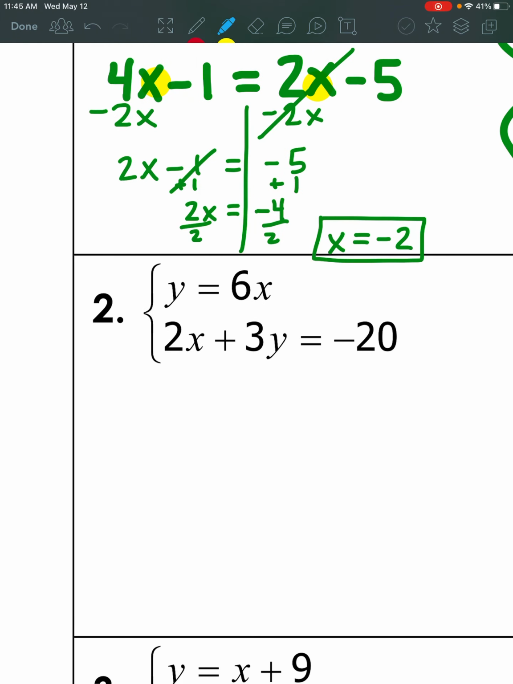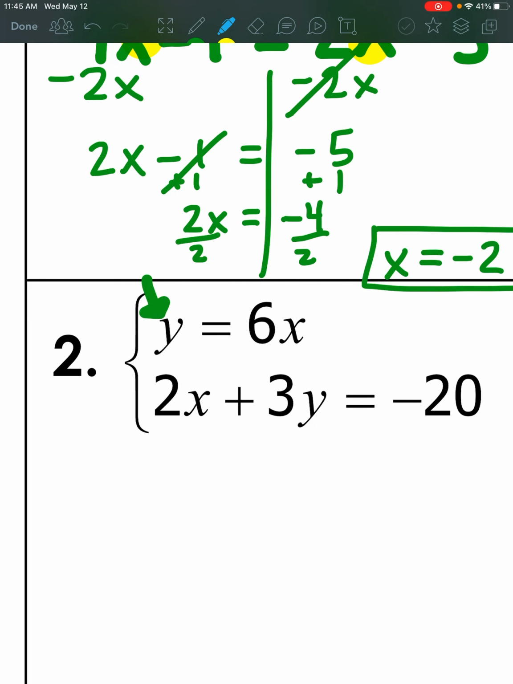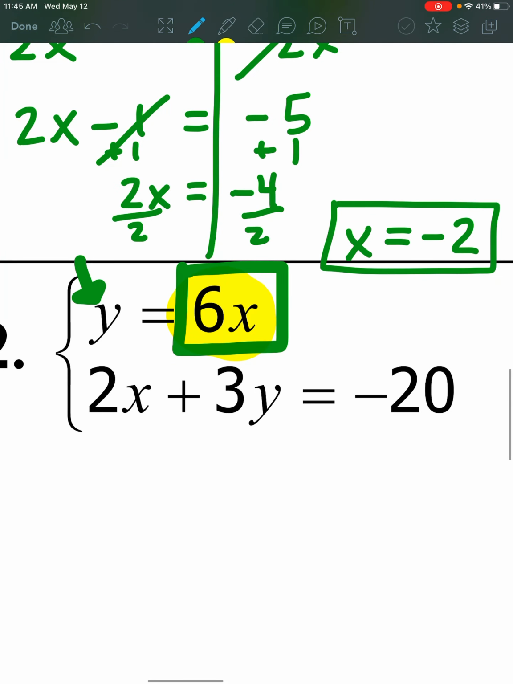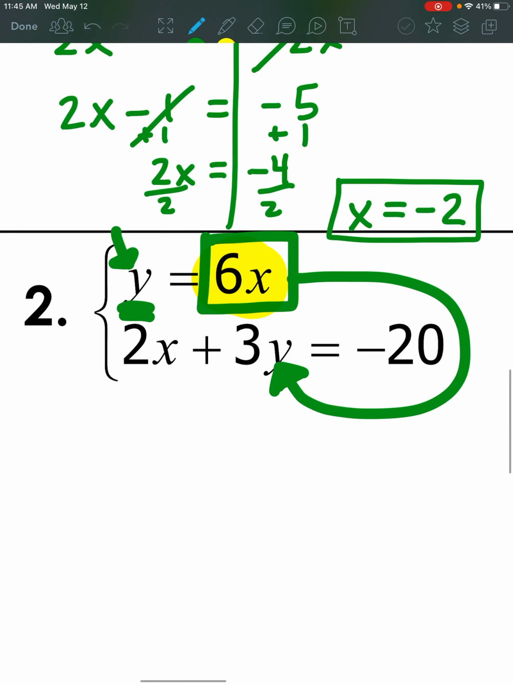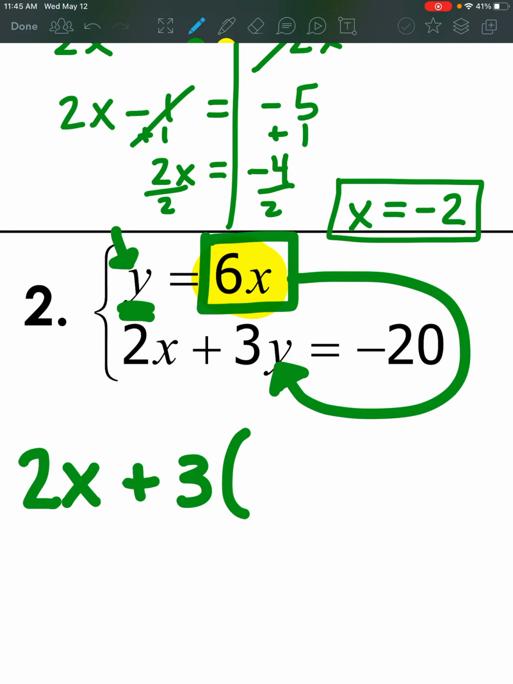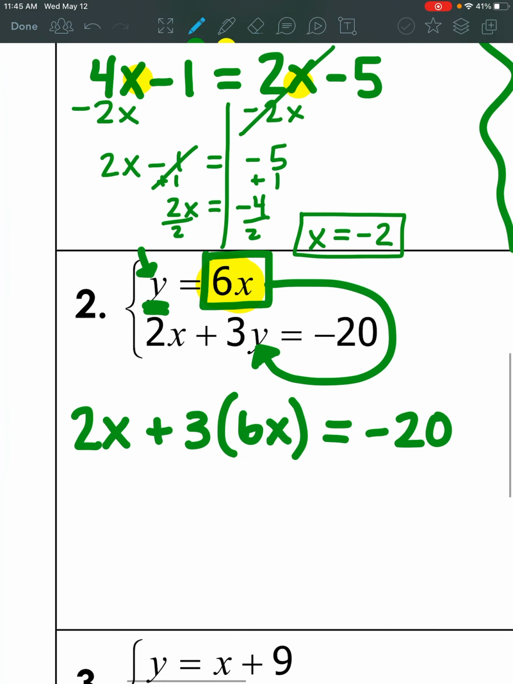Y equals 6x, so we have one of these equations set equal to y. We have y by itself there, so we know 6x is the exact same thing as y. That's what that equation is telling us. So in place of y, we're going to substitute 6x into that second equation. So I'm going to write that second equation exactly how it is, 2x plus 3, but then in place of y, instead of writing y, I'm going to write 6x. Now when we plug them in, we always plug them in parentheses. Sometimes we may have to distribute, so always plug them in with parentheses.